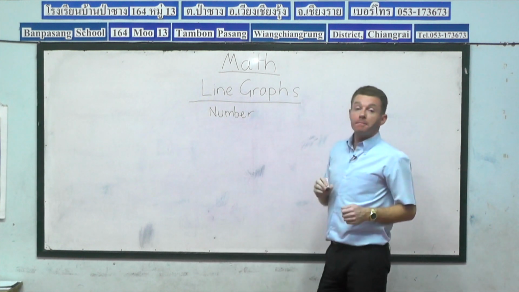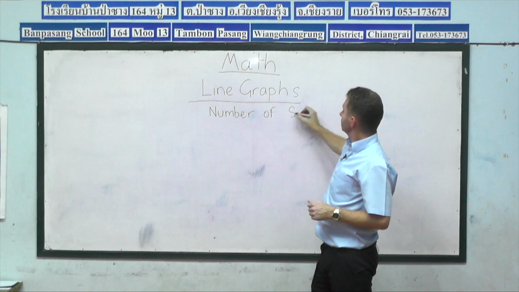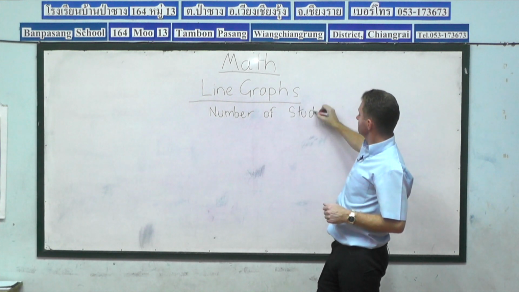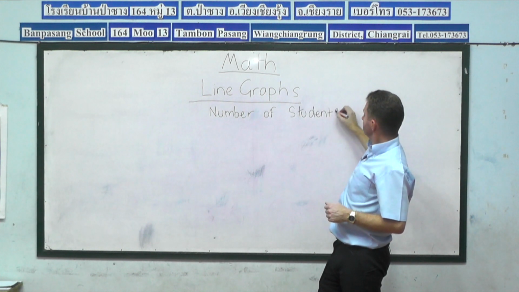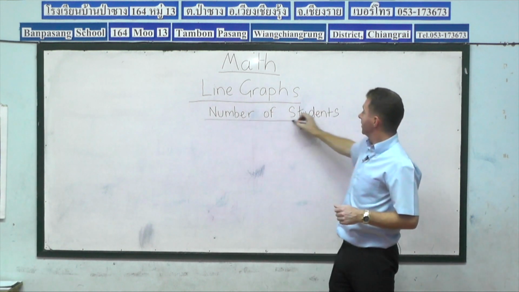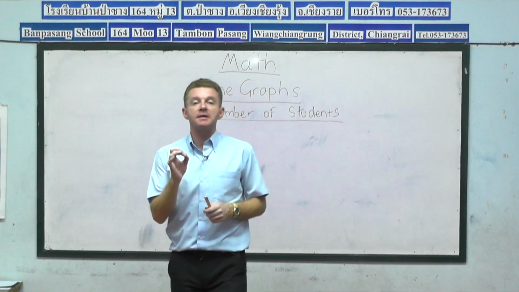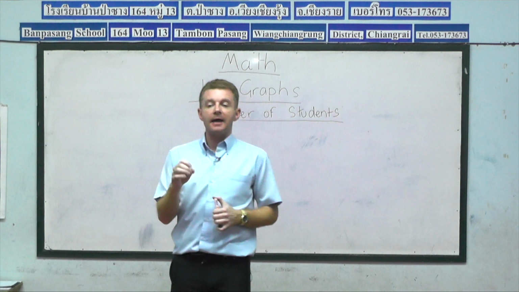N-U-M-B-E-R, number of students. So all together, guys, the title of the line graph, number of students. Excellent. And then we can begin to design our own line graph.